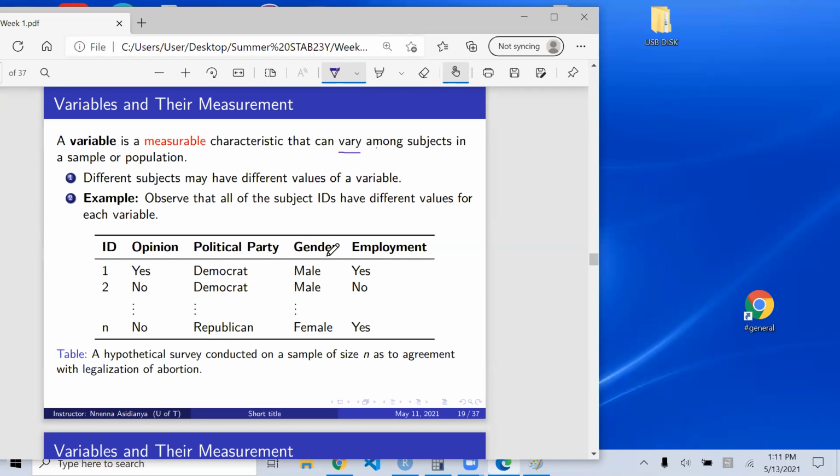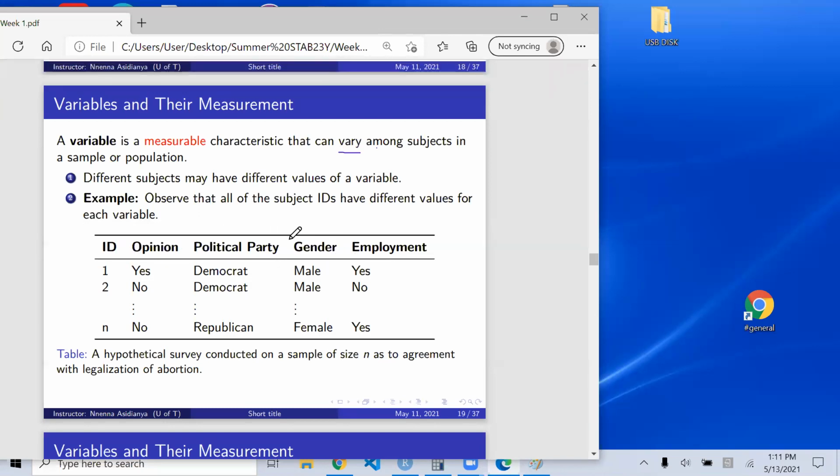So does your gender. Now this already is a very archaic system, right? Because I think this book is actually at least 7 years old. Now most examples will say gender is male or female, right? So I apologize for that. It's a really outdated book. And then employment, yes or no, right? So these are all different characteristics that are going to vary across the subject.